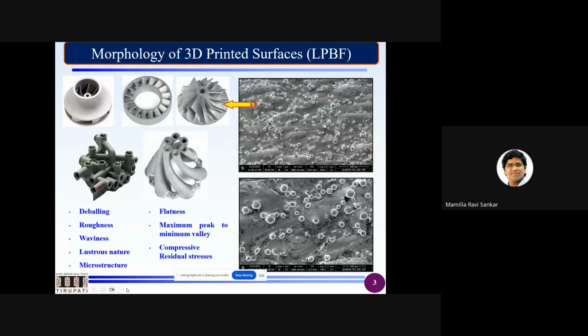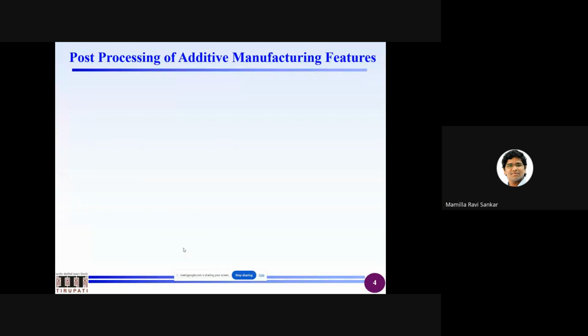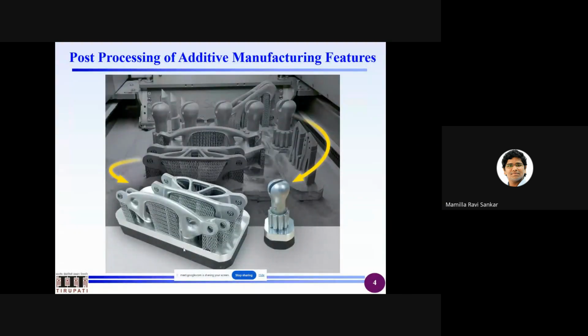Lustrous, shining microstructure is required. Some people say spherical is required, some people say granular, some people say nodular structures, flatness, maximum peak to minimum valley, and some people also ask about compressive stress. So customer requirements will be different. How do you achieve all these things? What we try to work on is how to convert a 3D printed component into a final product.